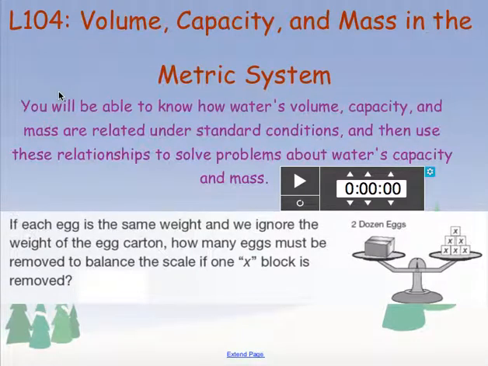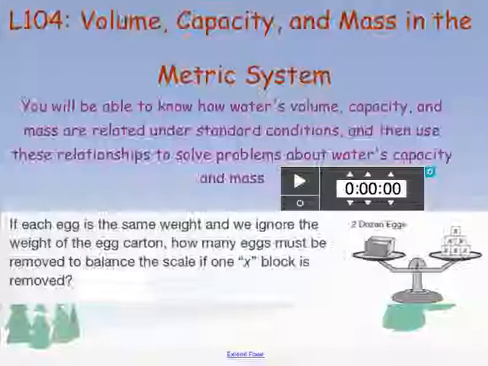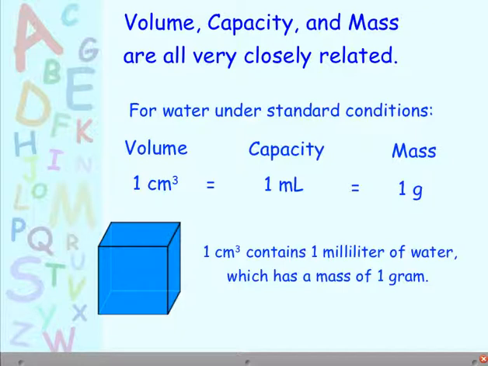Course 3, Lesson 104, we are looking at volume, capacity, and mass in the metric system, which means we're going to be converting a lot of different measures here. To begin with, we have this system, and we can talk about volume, capacity, or mass, and we can say that 1 cubic centimeter is the same as 1 milliliter, which is the same as 1 gram.